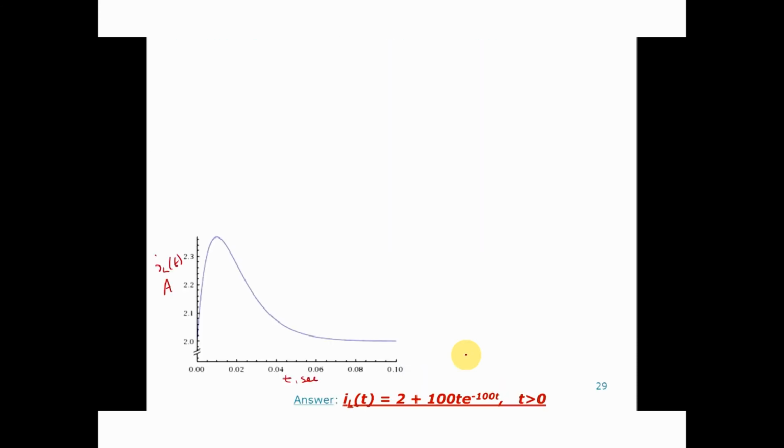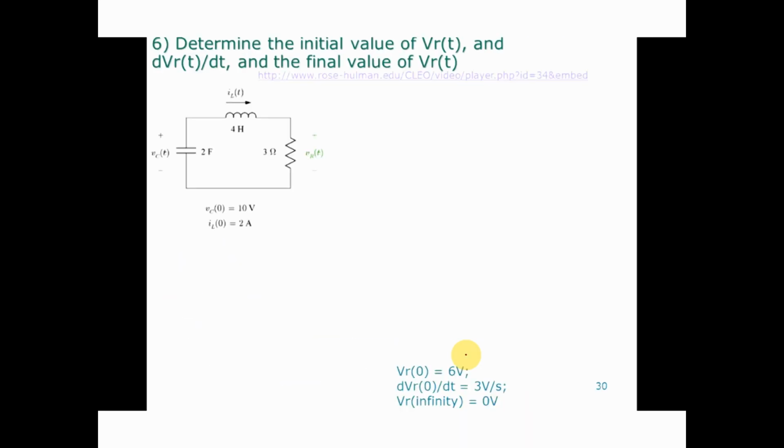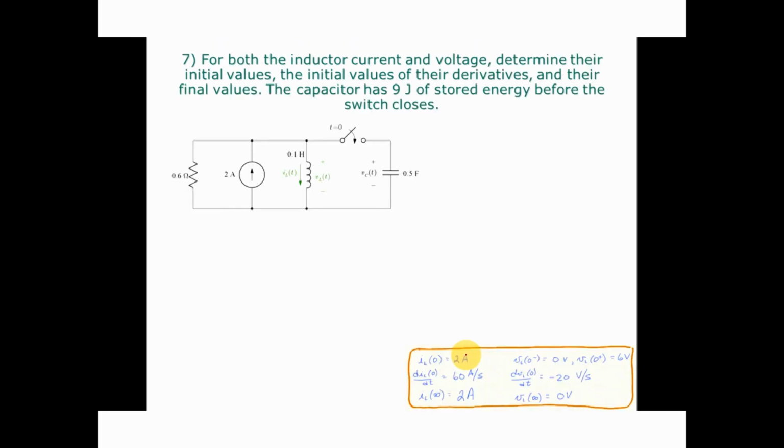Maybe we can scroll down to, if you look at problem number 6 on your handout, these are the kinds of things. And then number 7, actually I think number 7 is a little more relevant. Let's look at number 7, and then we'll look at number 6 maybe. For both, the inductor current and voltage determine their initial values, the initial values of their derivatives, and their final values. Eventually, when we do the step response tomorrow, you have to know what the final value of these things are as well. The capacitor has 9 joules of stored energy before the switch closes.